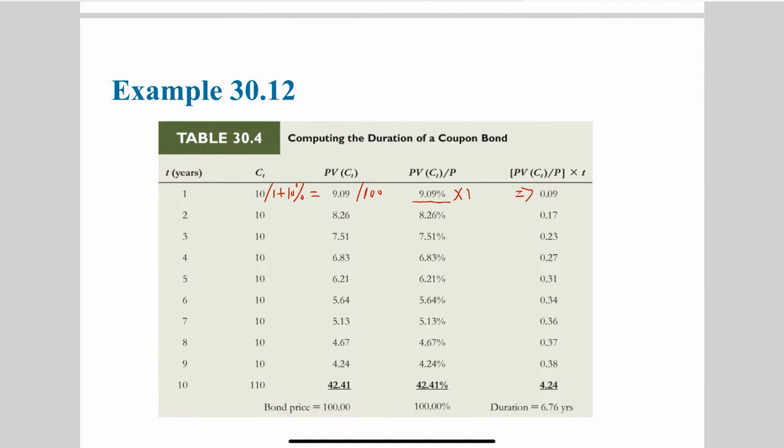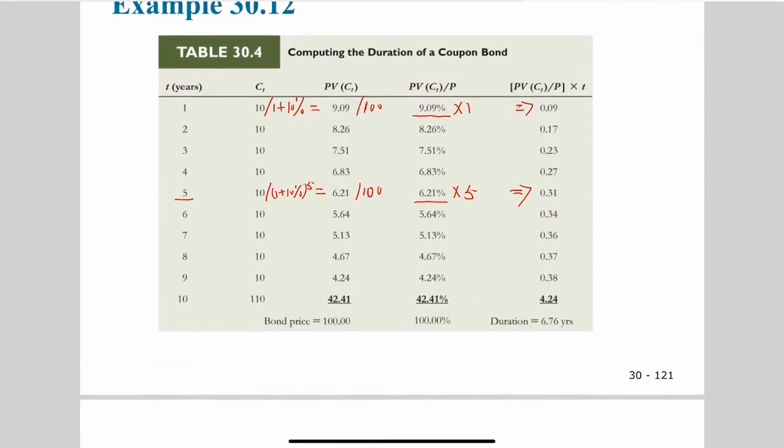Again, let's try another one. So let's try this guy, 5. In this case, it would be 10 divided by 1 plus 10% to the 5th. This gives us 6.21. And next, we would divide this number by 100. So this gives us 6.21%. And times 5, so this gives us 0.31. So in the end, you will get all these numbers and you will add them together. So this will give you 6.76 years.